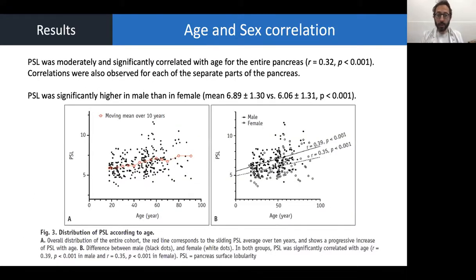One first interesting result was that the PSL was moderately but still significantly correlated with both age and gender. You see that this is for the overall population, the moving average over 10 years for the PSL, and you see that there is a slight increase with age. On the right-hand side, you see the difference between male and female patients. The correlation was slightly stronger in male patients, and the PSL was also significantly higher in male patients compared to female patients, and it was true for all age categories.